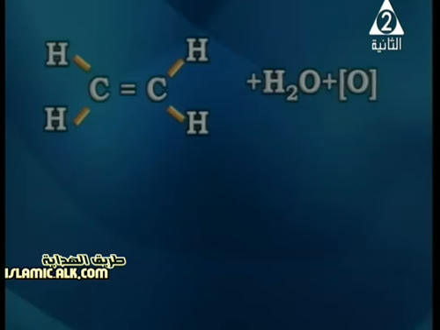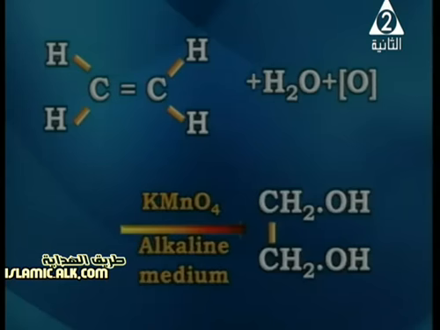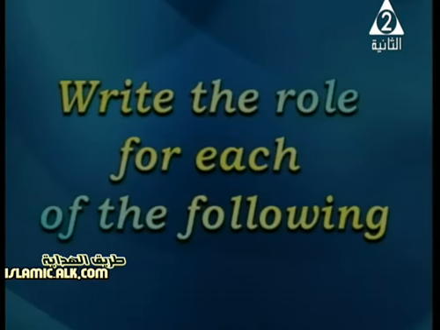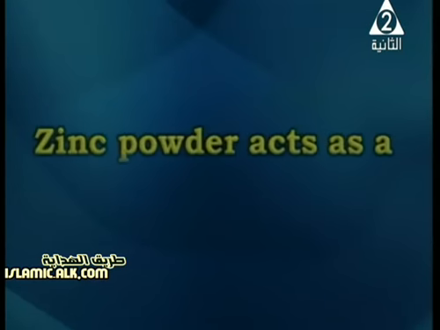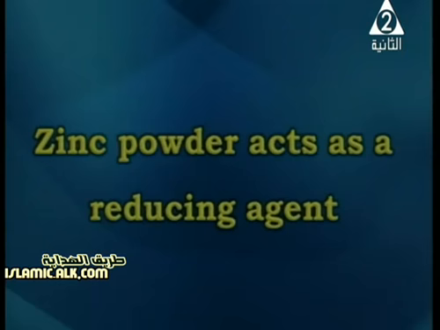As the equation proceeds on the screen, C2H4 plus H2O plus atomic oxygen in the presence of alkaline potassium permanganate gives ethylene glycol, which is CH2OH, CH2OH. Here, what is the role of each of the following? Hot zinc powder in converting phenol into benzene. Zinc powder acts as a reducing agent.